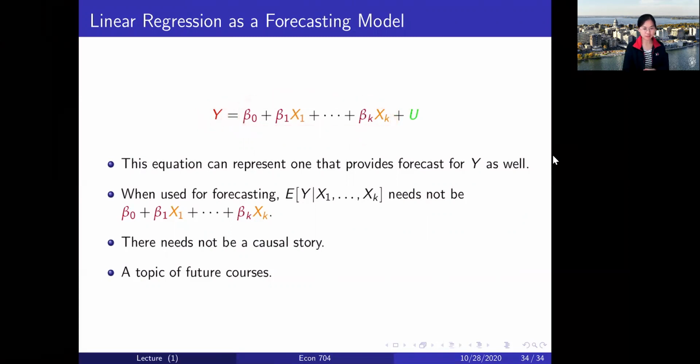And in that case, you may or may not need this to be the conditional mean. Usually you do not need this to be the conditional mean. You also do not need there to be a causal story for forecasting. Of course, a causal story could help you to come up with the factors to put in the forecasting equation. And the functional form for the conditional mean could also help you to come up with the functional form for the forecasting expression, but they are not necessary.